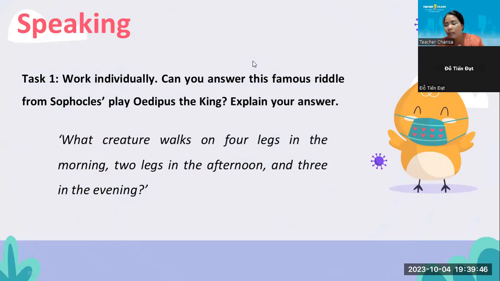Four legs in the morning, two legs in the afternoon, three in the evening. So we don't know the riddle from Oedipus the King. Can you please search that? That's your homework, to search that answer. What is the answer of it? Can you please write that?